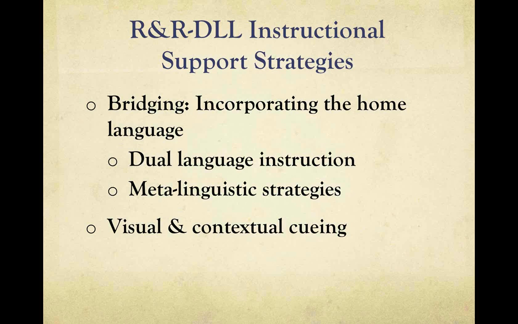Then the second core approach is the visual and contextual cueing. And these are strategies that really are best practice in early childhood education. So they're not specific to dual language learners, but they're thought to be especially helpful for this population. So when we're talking about visual cues, this can involve lots of different types of approaches, such as pointing, gestures, using pictures, picture cues, props, your facial expressions, all those sorts of things.